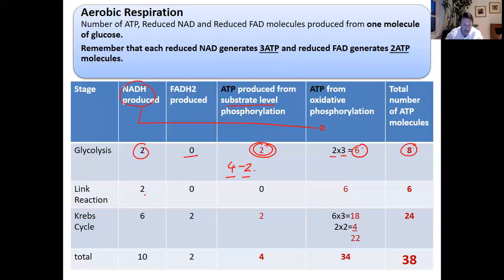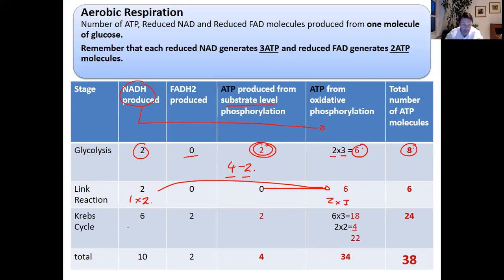Okay, link reaction produces 1 NADH, but it happens twice per glucose, so it ends up producing 2. If there's oxygen present, these 2 NADHs go and produce 2 times 3, so 6 ATP molecules.